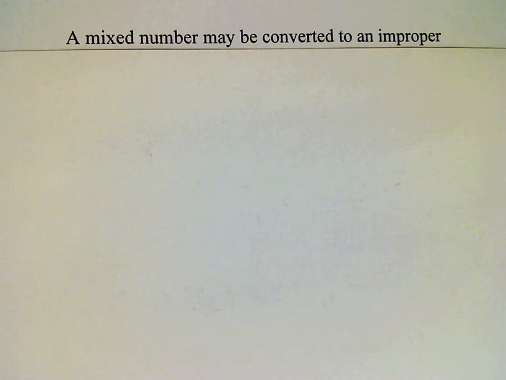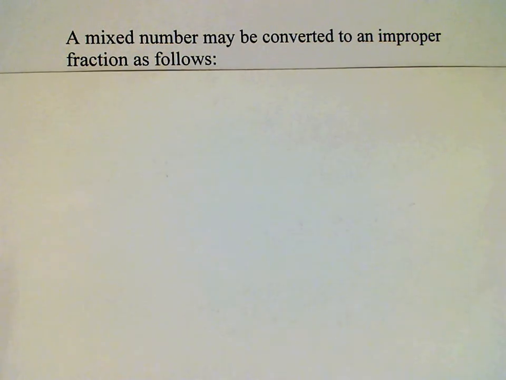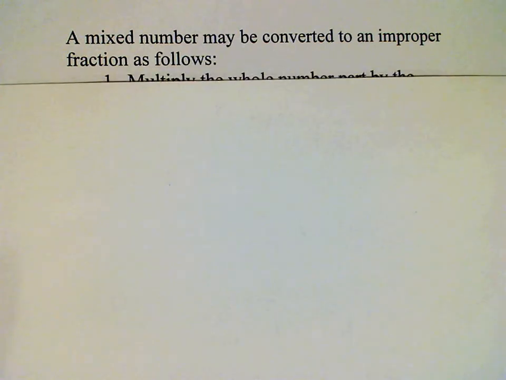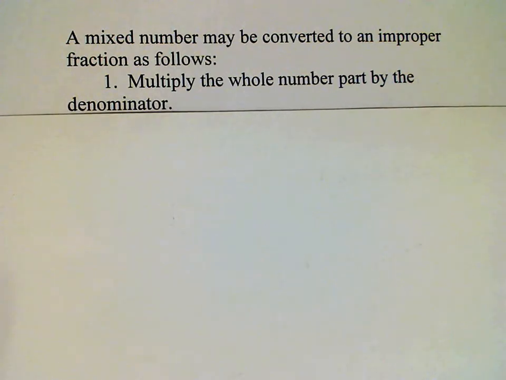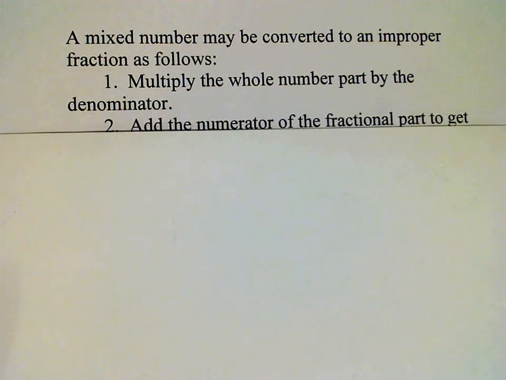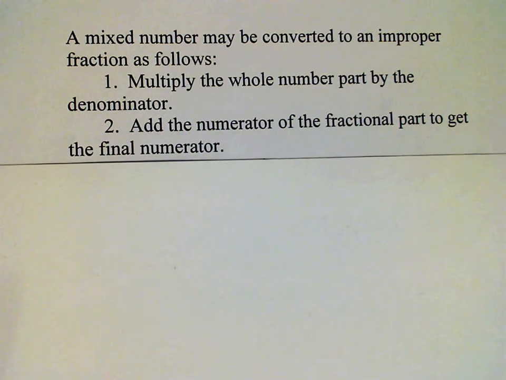Now, we saw in the previous video how to convert an improper fraction to a mixed number. What we want to do now is go back the other way and convert a mixed number to an improper fraction. And basically, we just follow the steps that we did in the previous video in reverse. First step, we multiply the whole number part by the denominator. And then we add the numerator of the fractional part, and that gives us the final numerator.